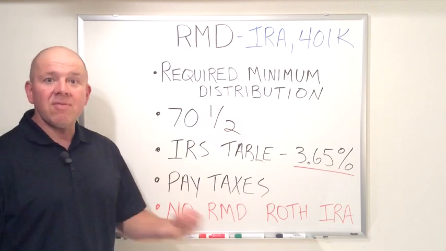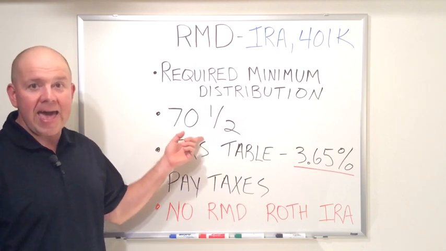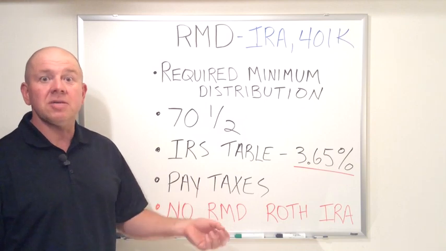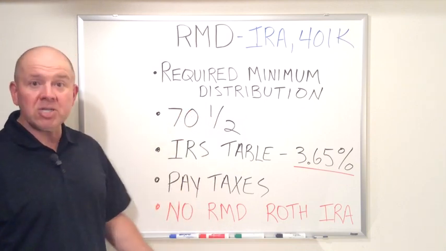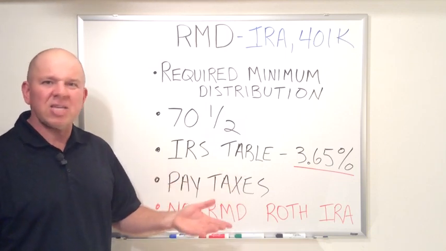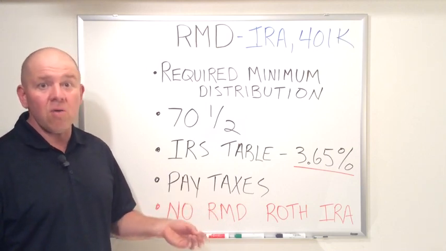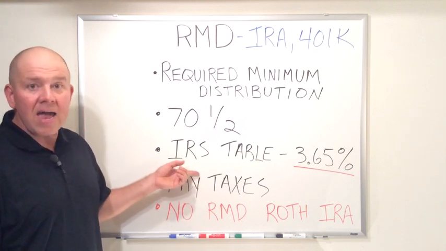So let's say you have an IRA and you've never taken any money out of it, and then you turn 70 and a half. At that age, the IRS is going to force you to start taking some money out. That's the required minimum distribution. And how much do you take out? Well, there's an IRS table that usually the investment or annuity company or whoever has your account will calculate for you, but they may not. So then you'd have to calculate it, and you just go by the IRS table.